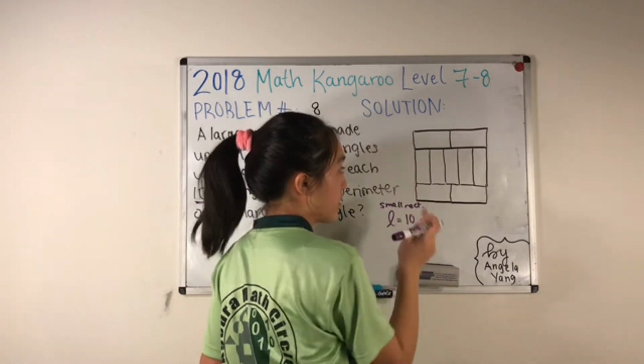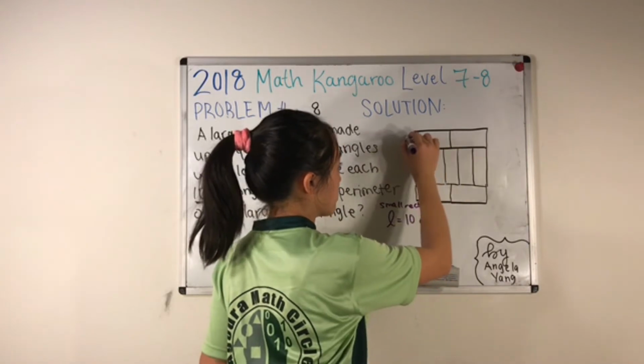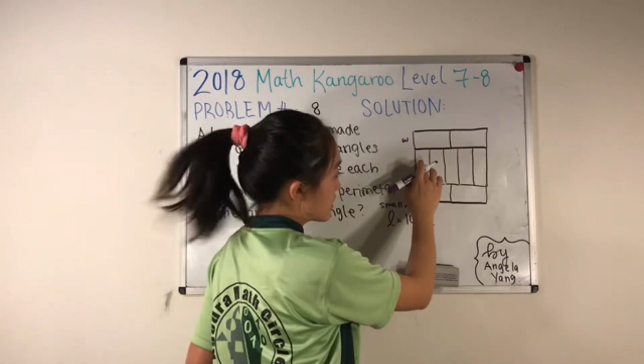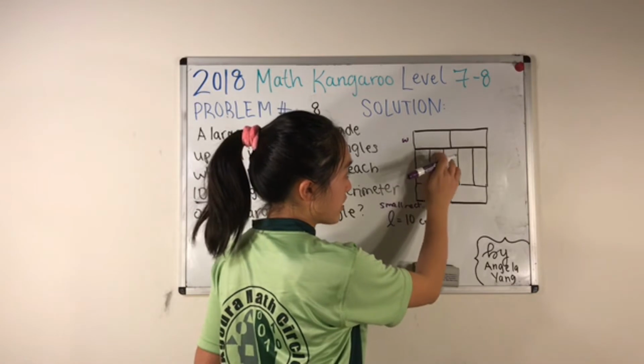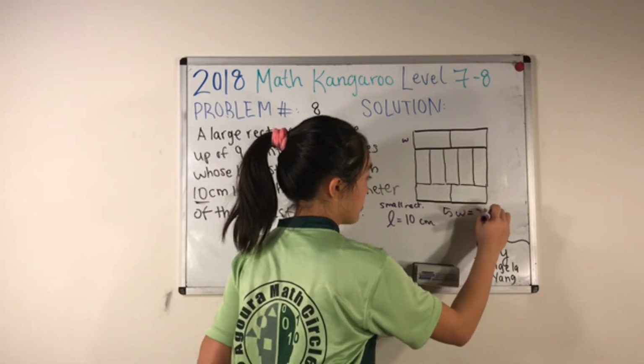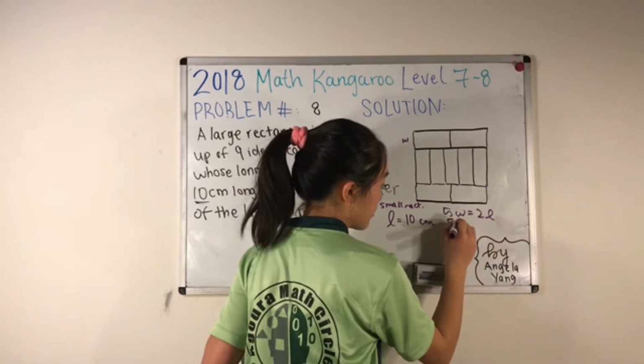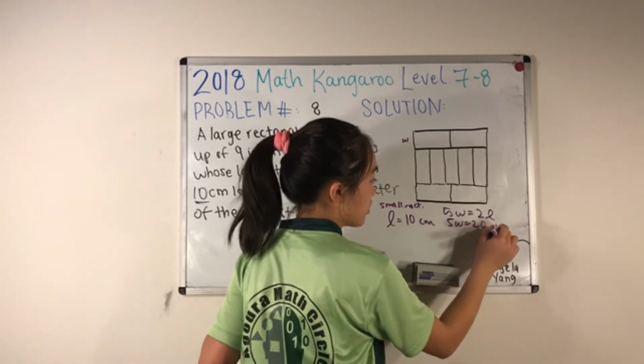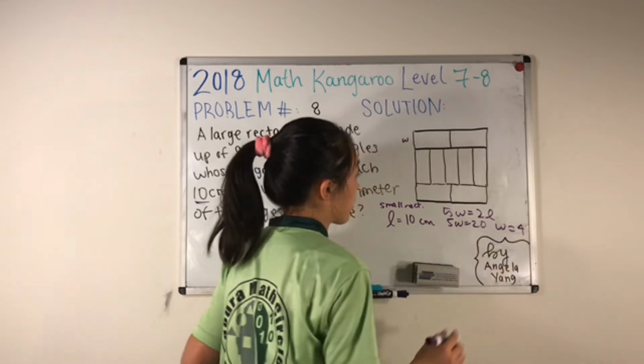So how do we find the width? The width is this shorter distance over here. The way we find that is compare this. So 5 of these widths is equal to 2 of these lengths. So 5 widths equals 2 lengths. Length is 10, so 5W equals 20. So W equals 4. So the width each equals 4.